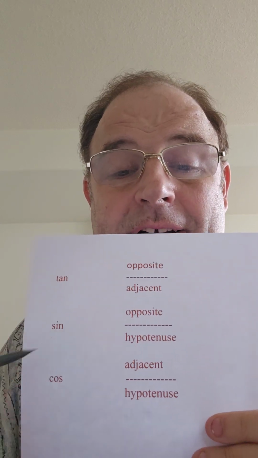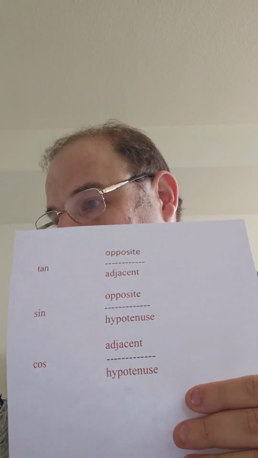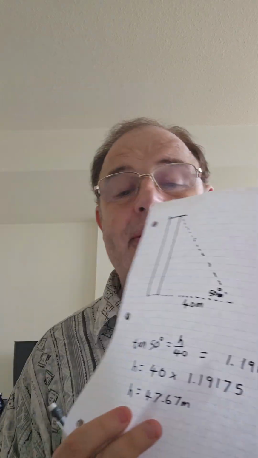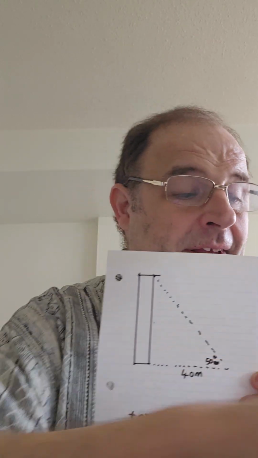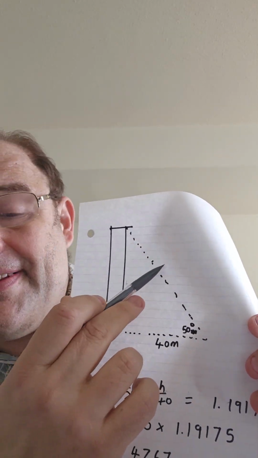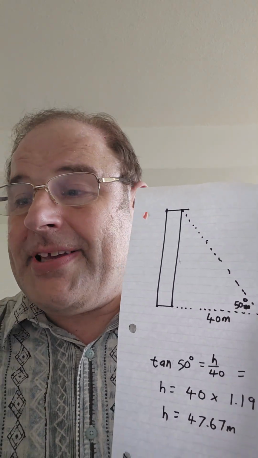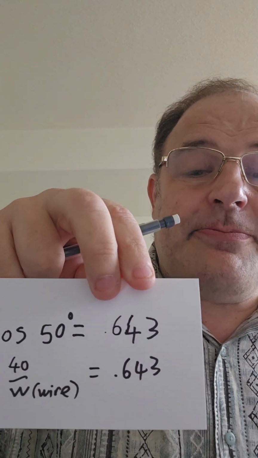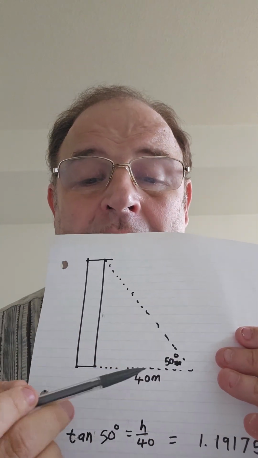Sin is the opposite over the hypotenuse, and cos is the adjacent over the hypotenuse. Of course, I can use these as well. Perfect example: let's say this building, we're now going to attach a wire from this point to this point. How do we measure the length from there to there? Well, remember I said cos is the adjacent over the hypotenuse. There's the adjacent, there's the hypotenuse. If I punch into my calculator what's the cos of 50, I get 0.643 rounded to 3 digits. I call this W for wire.